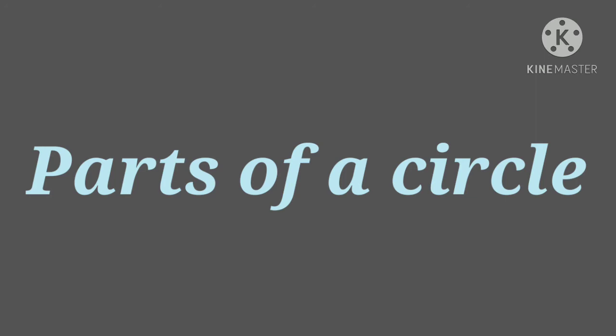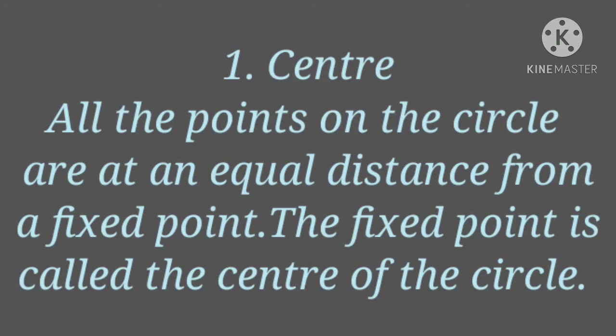Next topic, parts of a circle. Number 1, center. All the points on the circle are at an equal distance from a fixed point. The fixed point is called the center of the circle. See this figure here. Point O is the center of the circle. All the points on the circle are an equal distance from the center.